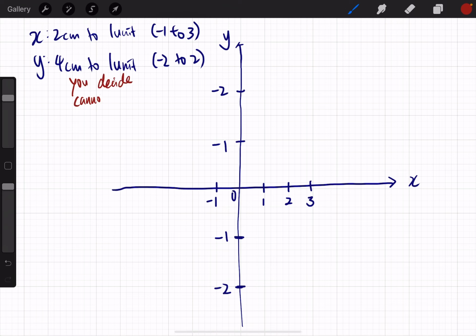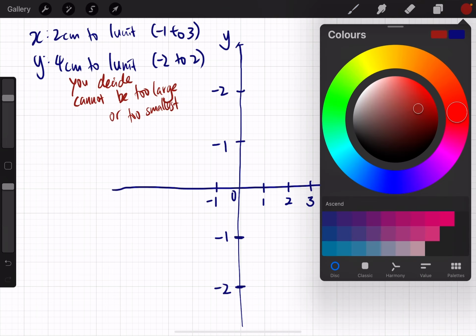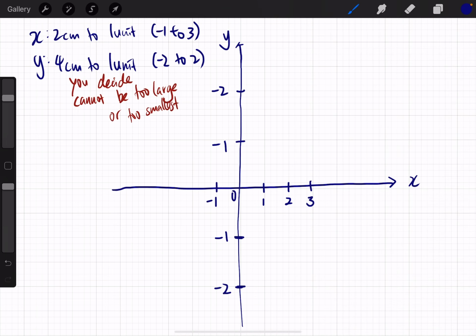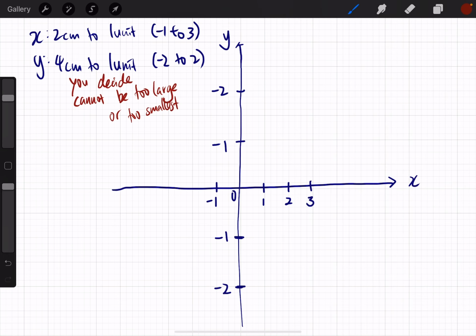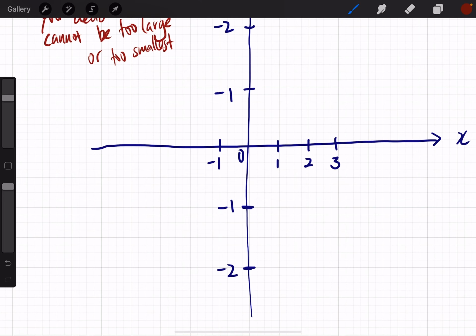Although I say you decide, it cannot be too big, to the extent that you can't fit the graph inside, or too small, to the extent that it's very inaccurate. You must make sure that you use the correct one. Here I see that when x is -1, maybe I use a different color to plot. Red. When x is -1, my y is -2.